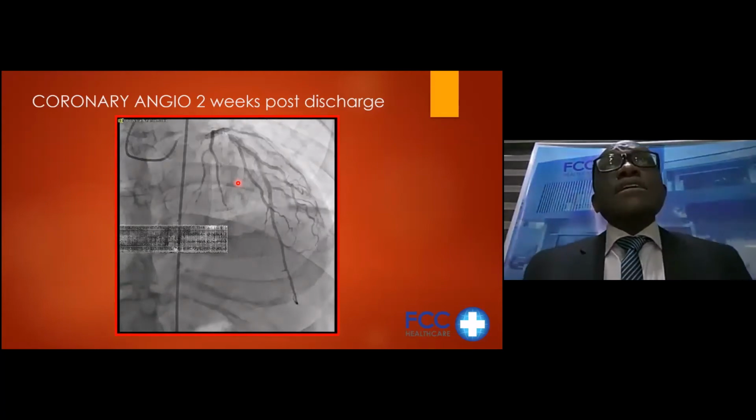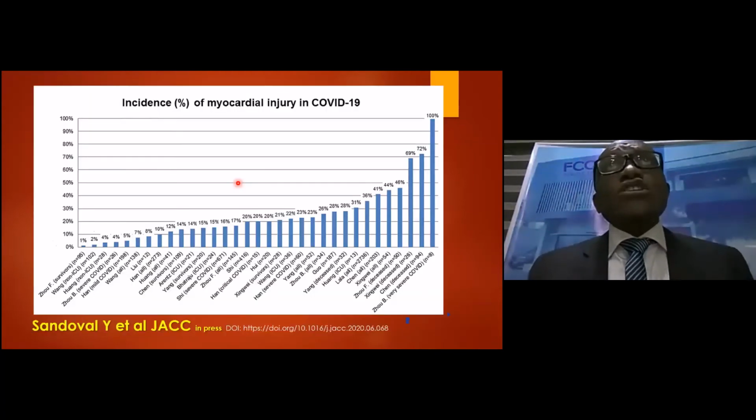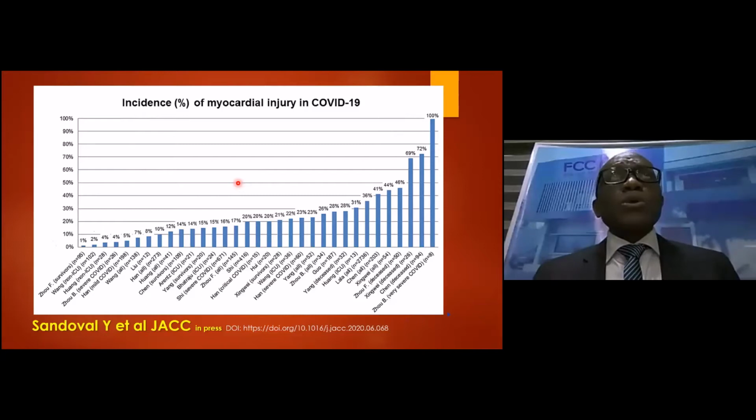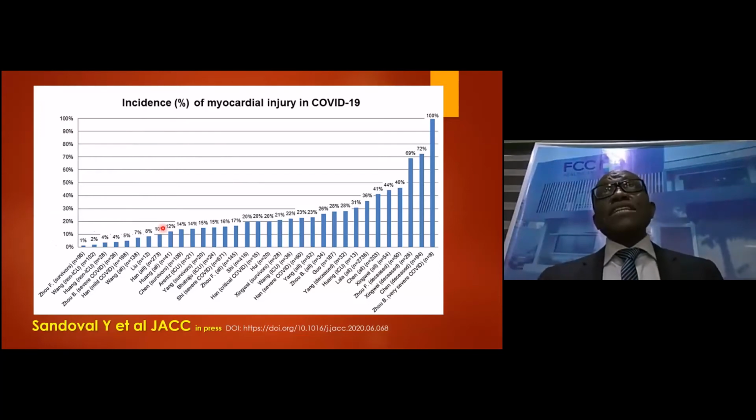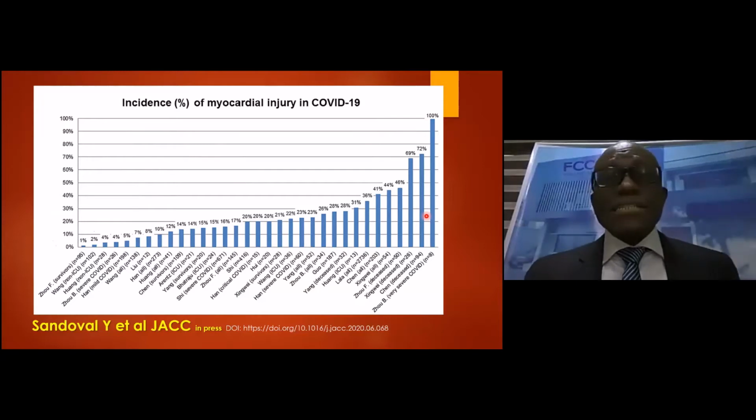Here is the paper again that looked at multiple published data showing different levels of severity of COVID. And as you can see, as you move from left to right, the patients who have severe COVID, most of them, 100%, have some heart involvement.